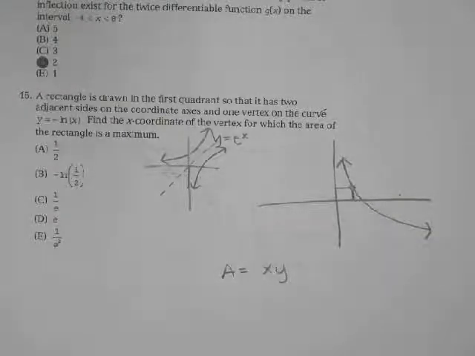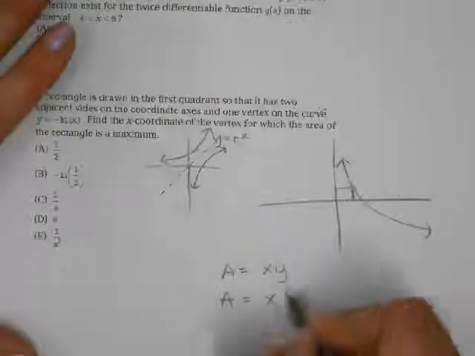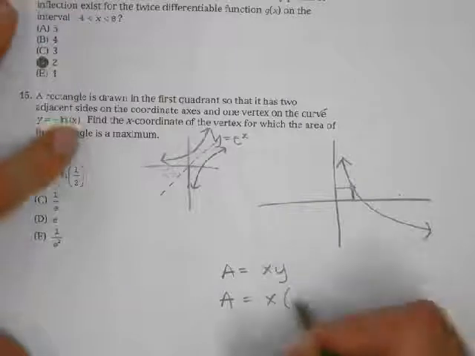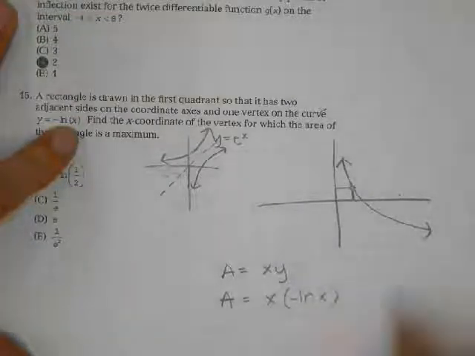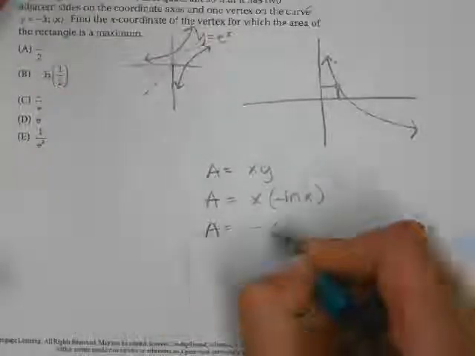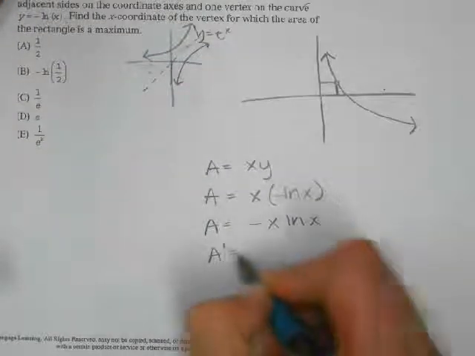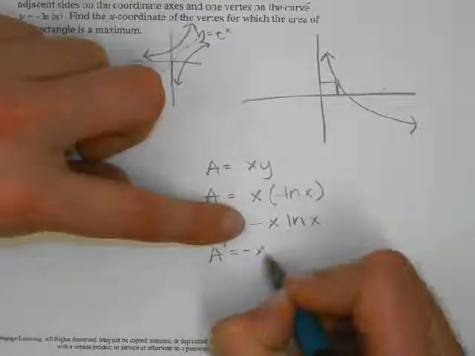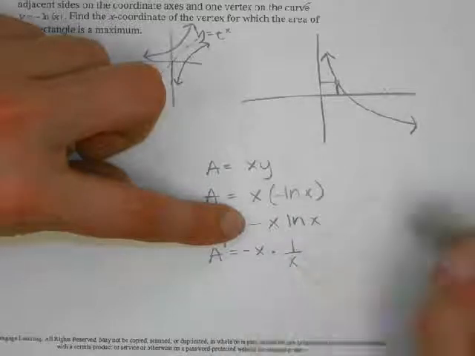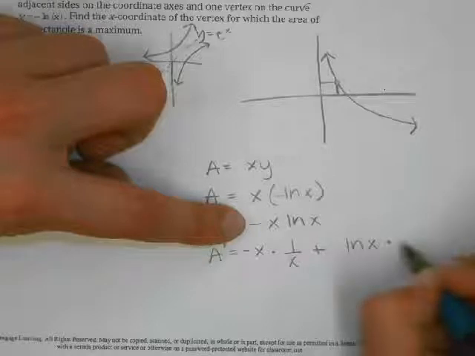So we're going to say our area is x times our y, which is negative ln x. And if we want to maximize or minimize something, we always take the derivative. So my area is negative x ln x, and I'm going to go ahead and take the derivative of this. So I've got the first times the derivative of the second, plus the second times the derivative of the first.